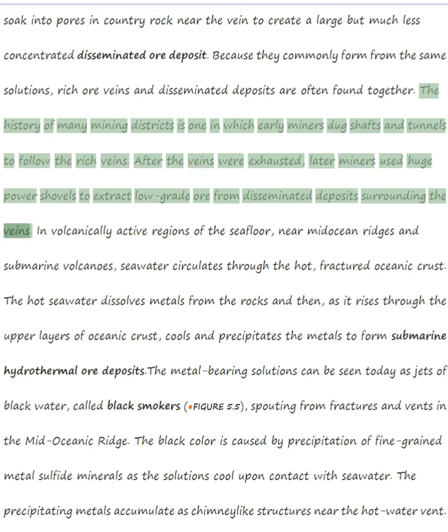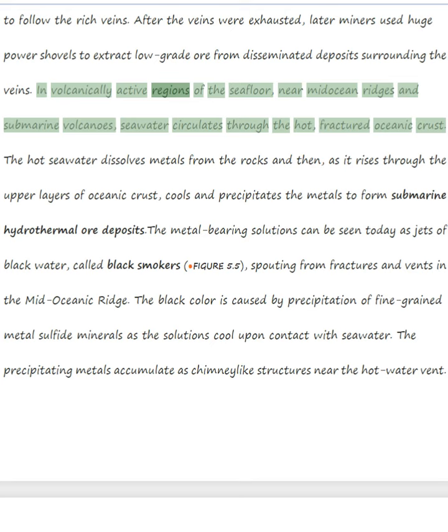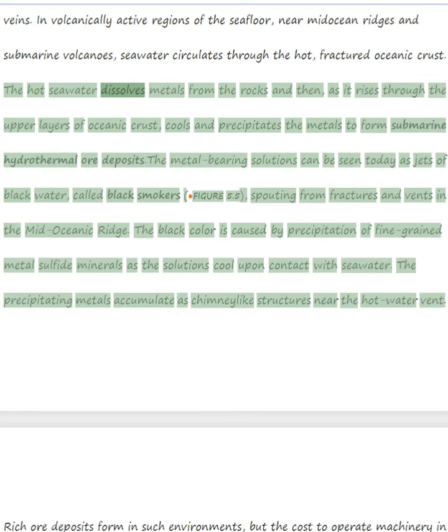In volcanically active regions of the seafloor, near mid-ocean ridges and submarine volcanoes, seawater circulates through the hot, fractured oceanic crust. The hot seawater dissolves metals from the rocks and then, as it rises through the upper layers of oceanic crust, cools and precipitates the metals to form submarine hydrothermal ore deposits.